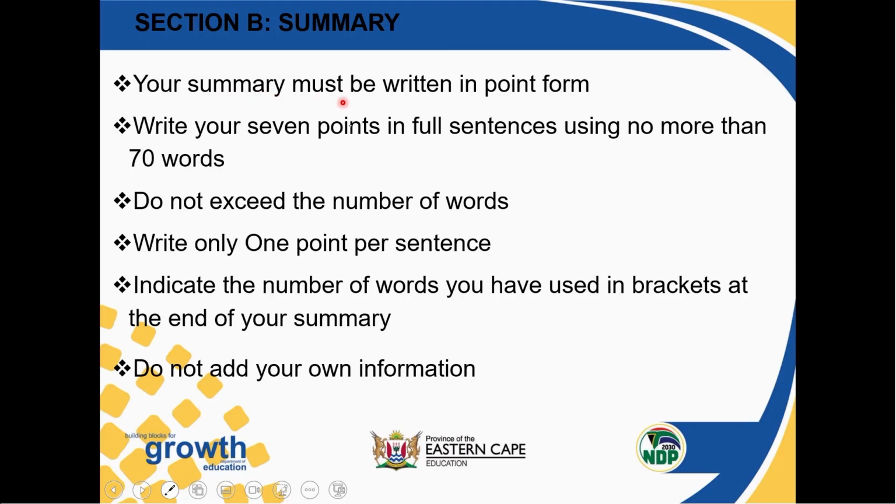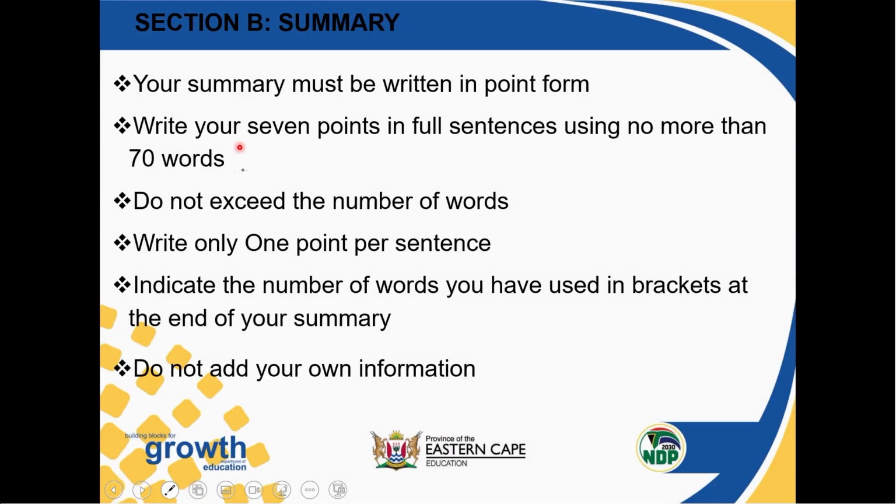Right, I think I've already said this one where your summary must be written in point form. And sometimes I use numbered form. I don't know if it's correct English, but this is to emphasize that you don't use bullets when you are writing your points, but you number your points. As the instruction will tell you, number your points from 1 up to 7. So when you are writing your summary, make sure that you number your points.